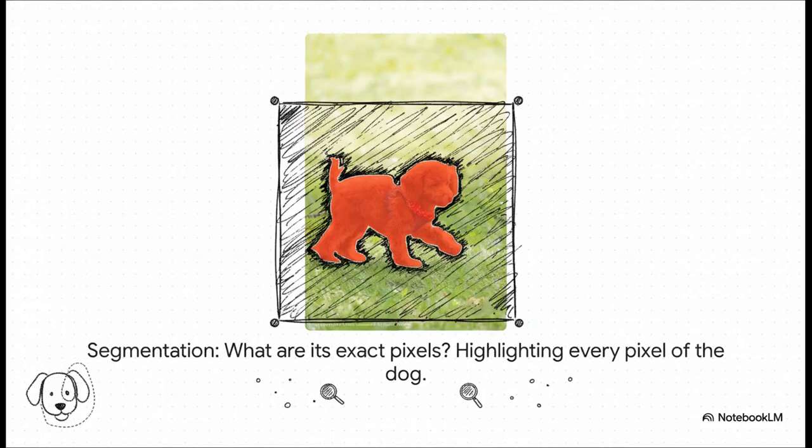And then at the very top, for the most detail possible, you have segmentation. This is way beyond a simple box. The whole point here is to identify every single pixel that belongs to the dog, basically creating a perfect outline. Think of it like this. Localization is drawing a square around a statue, but segmentation is tracing its exact shape, every little curve.